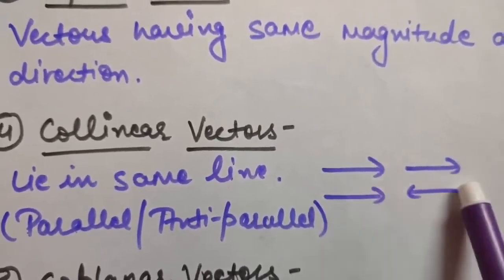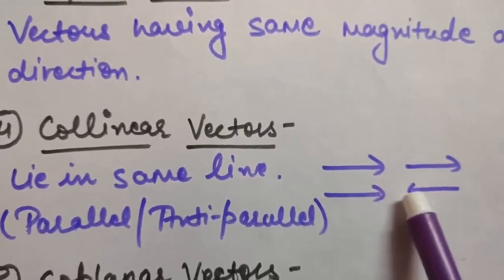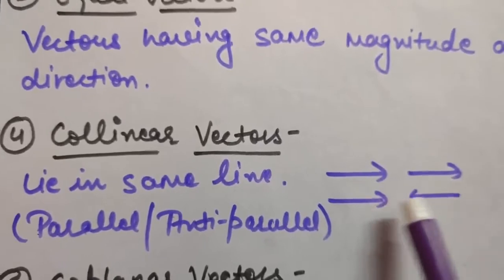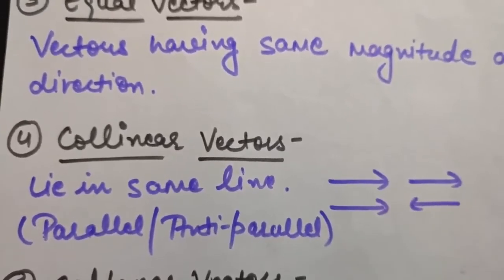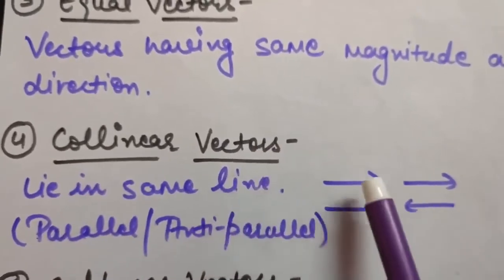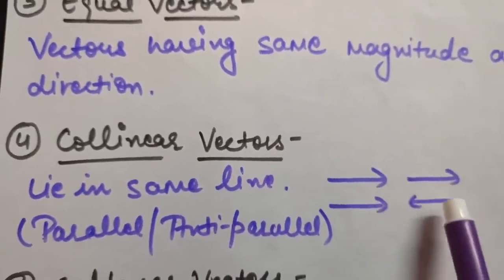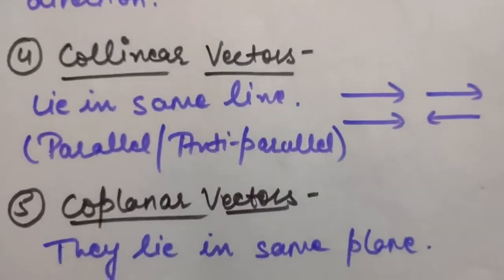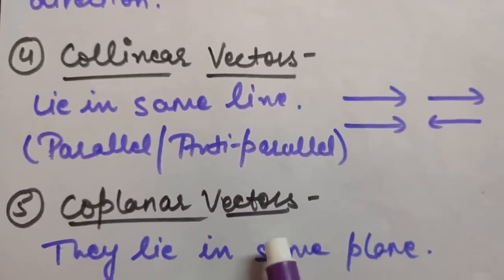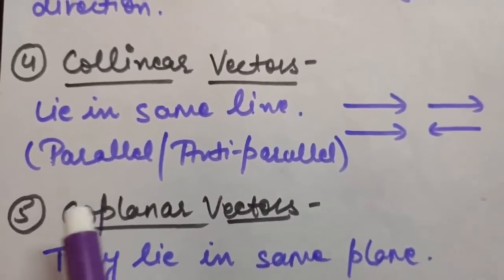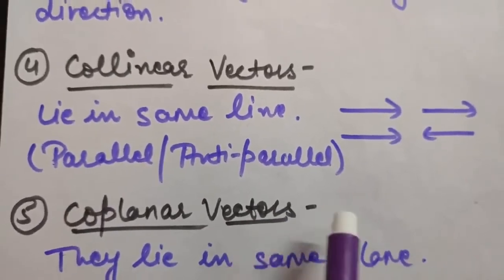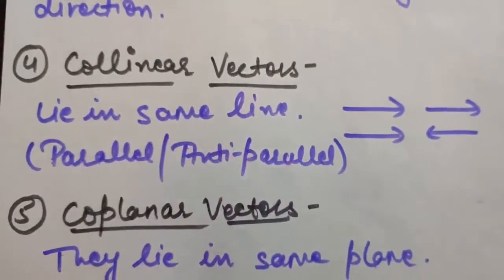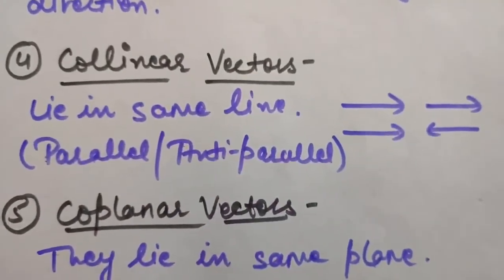Now look at these two lines. These are two vectors which are lying in the same line but they have opposite directions, or you can say they are anti-parallel to each other. So collinear vectors can be either parallel or anti-parallel. Next is coplanar vectors. The vectors which lie in the same plane will be your coplanar vectors, where co means same, and vectors which lie in the same line will be your collinear vectors.